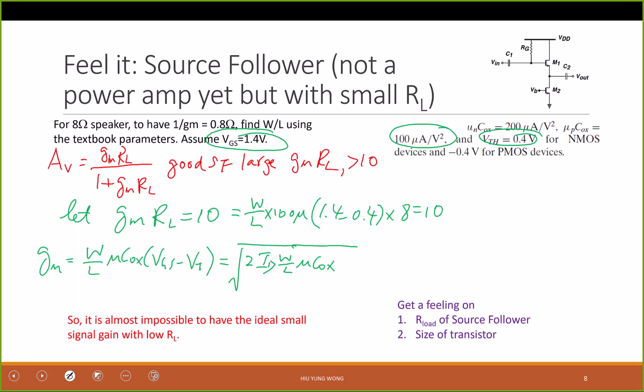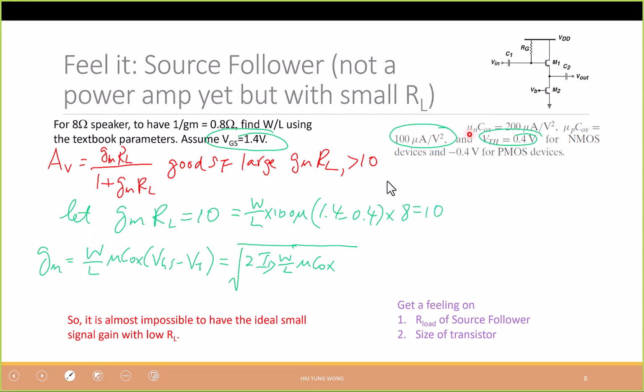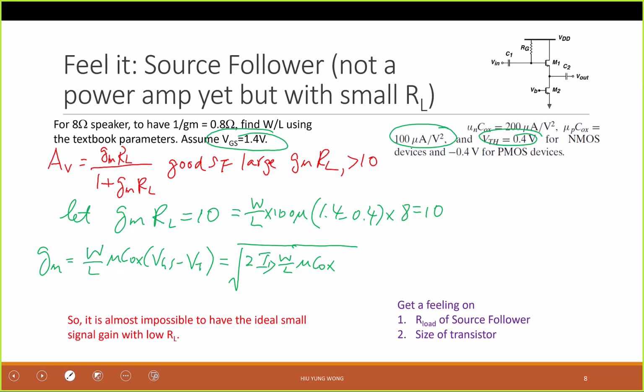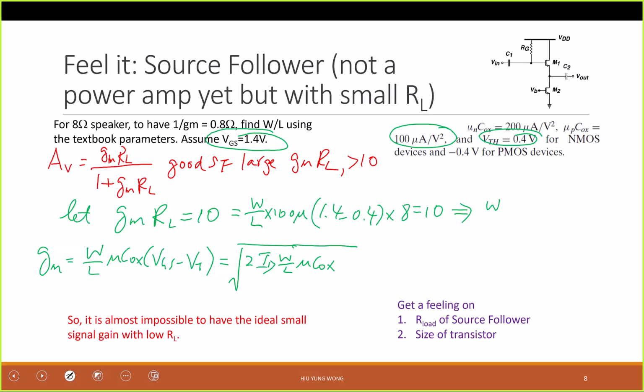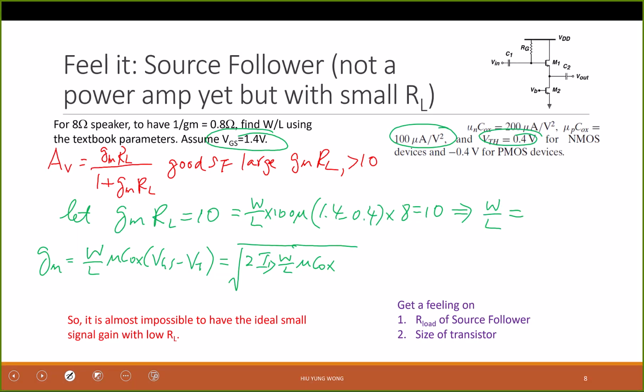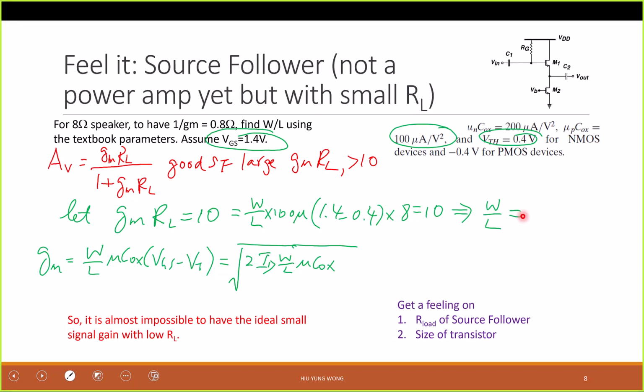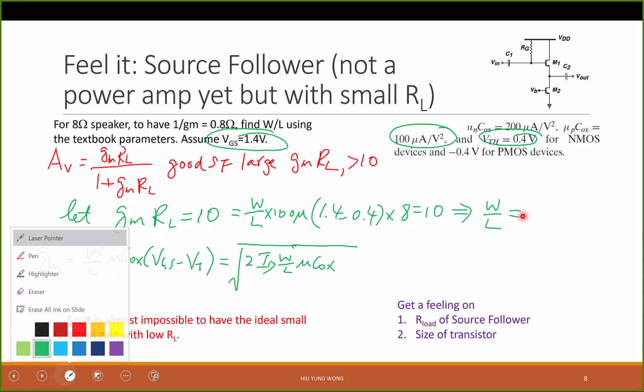Is that okay? Yeah. So at a certain bias, this is small signal, right? So I assume it is at a certain bias. For example, when this is 0, then all the current will go through M1, right? So you just solve the equation for W over L, right? Let me just make sure that I'm correct. Actually, I'm wrong here.